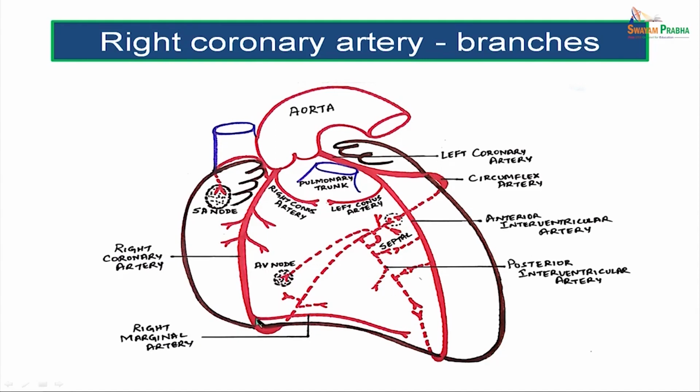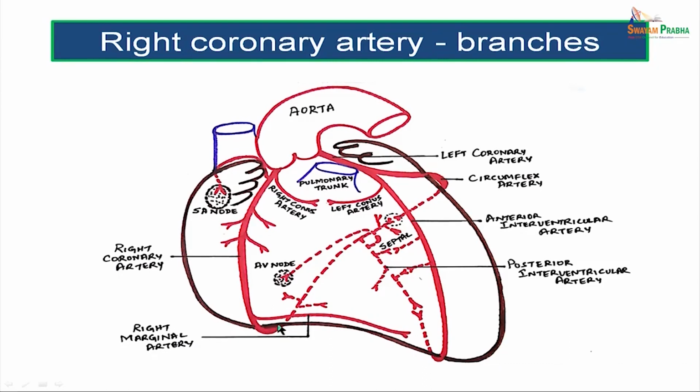The last branch given off on the ventricular surface by the right coronary is the longest ventricular branch, and this branch will run parallel to the inferior margin. This is called the right marginal artery. Arising from the right coronary, the largest ventricular branch is called the right marginal artery. It goes towards the apex of the heart.